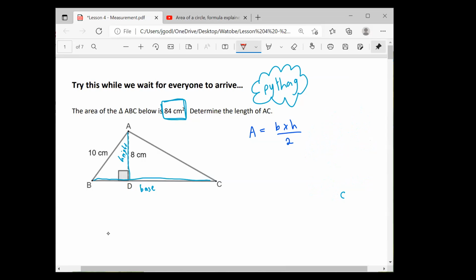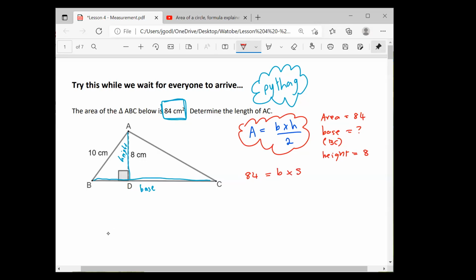We know that the area of a triangle formula is area equals base times height over 2. Let's write out what information we have. We know that our area is 84. We don't know what our base is, that's BC. And we know that our height is 8. So we're going to put that into our formula: 84 is equal to base, which we don't know, times height, which is 8, divided by 2.